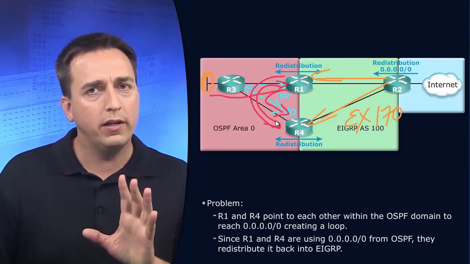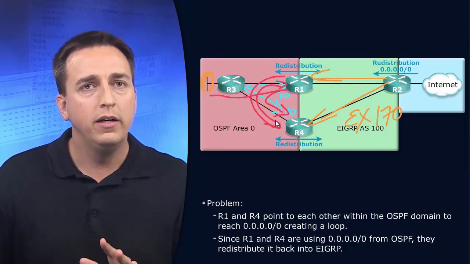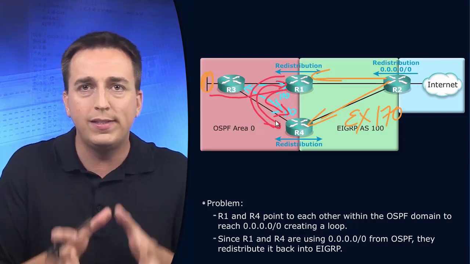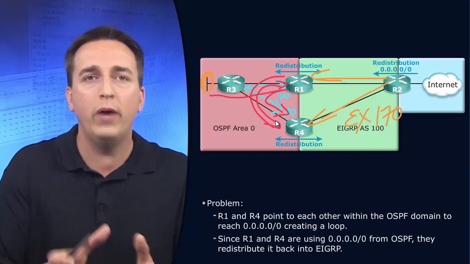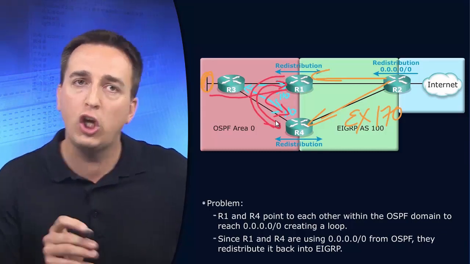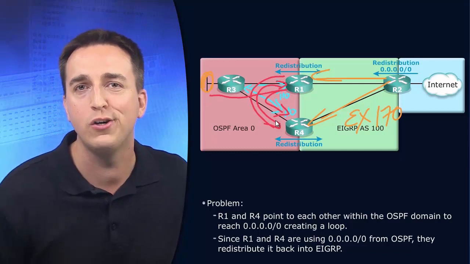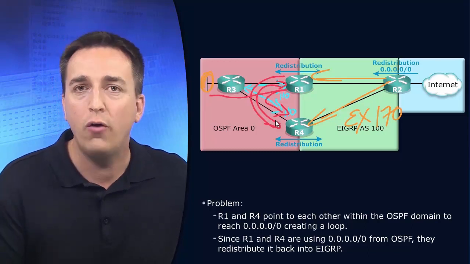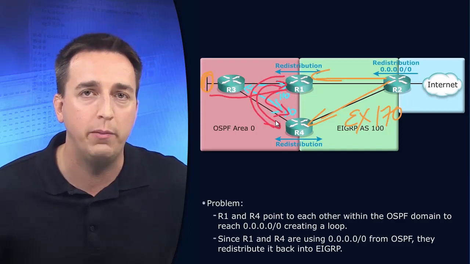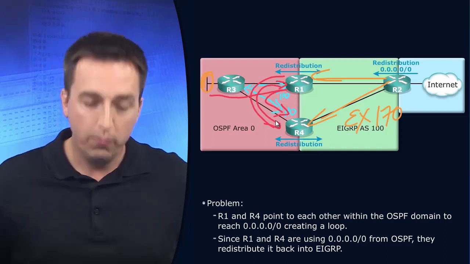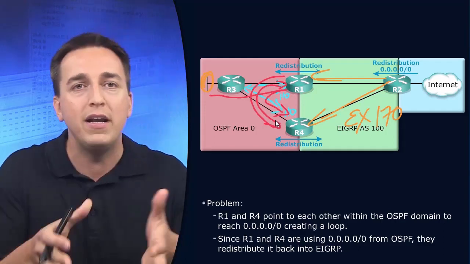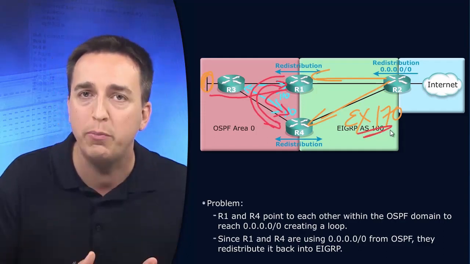But let's be clear here that this is not going to be a static issue, where this is the way it's going to be forever. No, because remember how redistribution occurs. You can only redistribute what's in your routing table. Right now is the external route in R1 and R4's routing table? Well, not anymore, because our OSPF routes have ended up in the routing table.